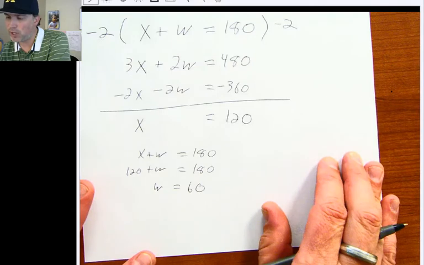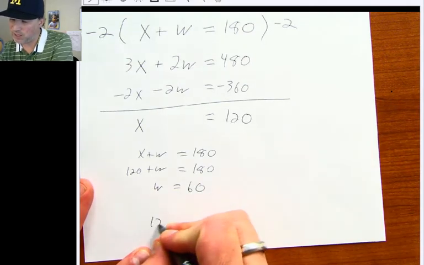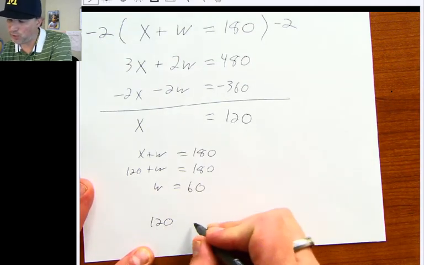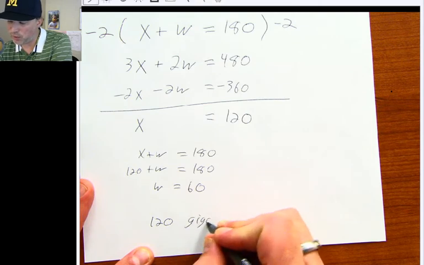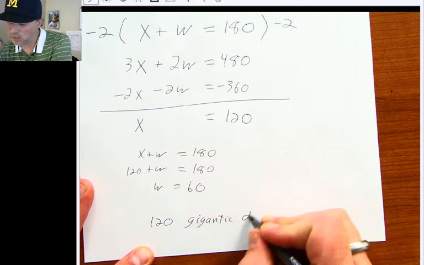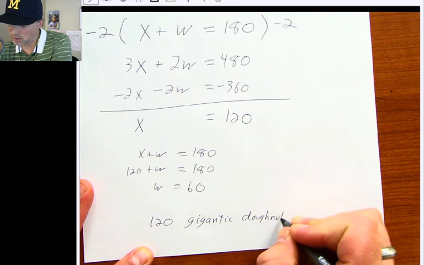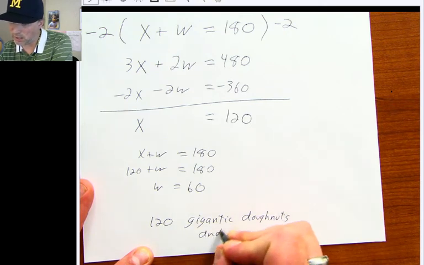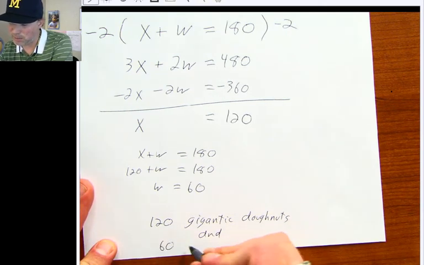In this case, we sold 120 gigantic donuts and 60 lemon bars.